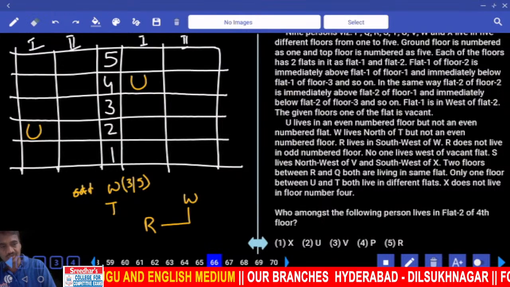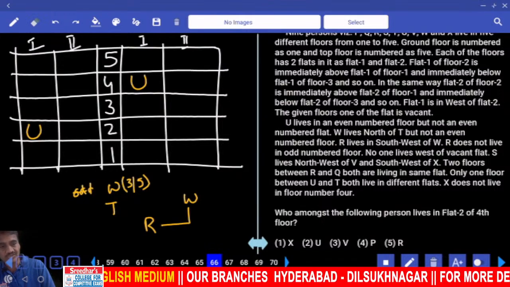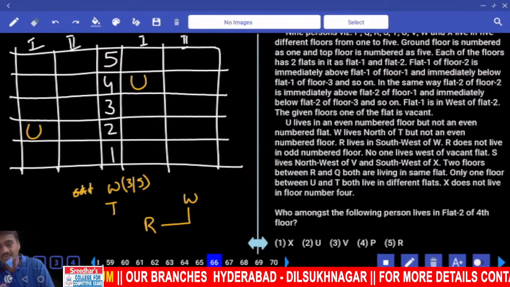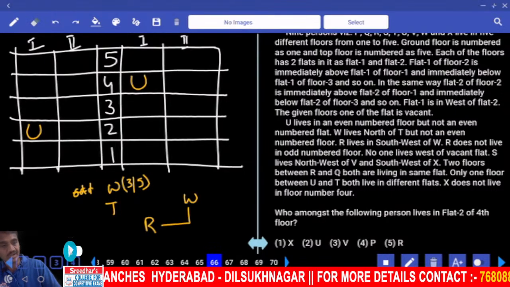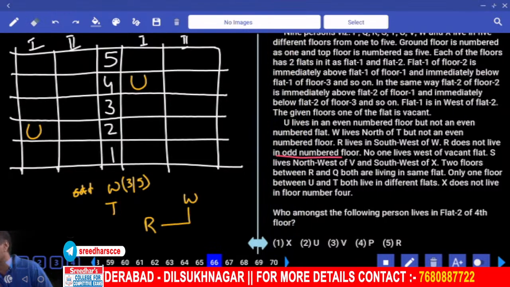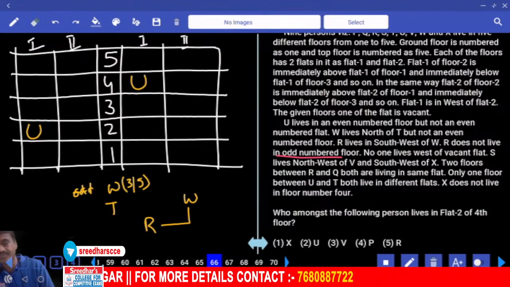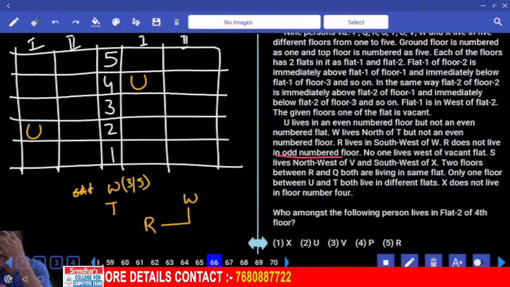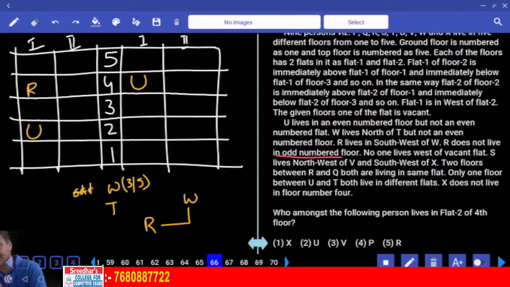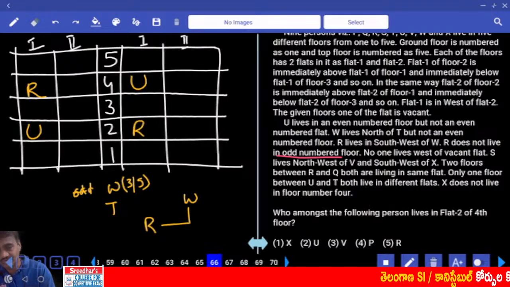And R lives to the southwest of W. R does not live on an odd number floor, hence R must be on an even number floor. Even number floor means either the second or the fourth floor. In which flat? First flat. Now in the first case, R must be fourth floor first flat. And in the second possibility, R must be second floor first flat.